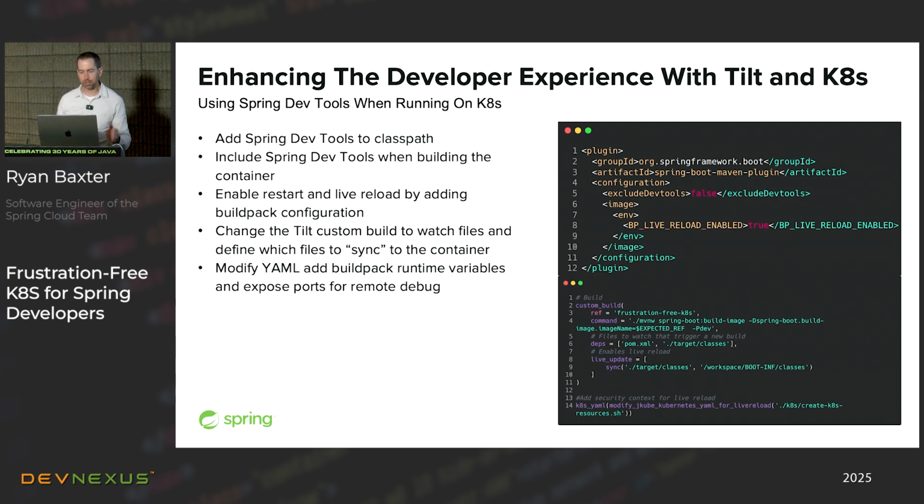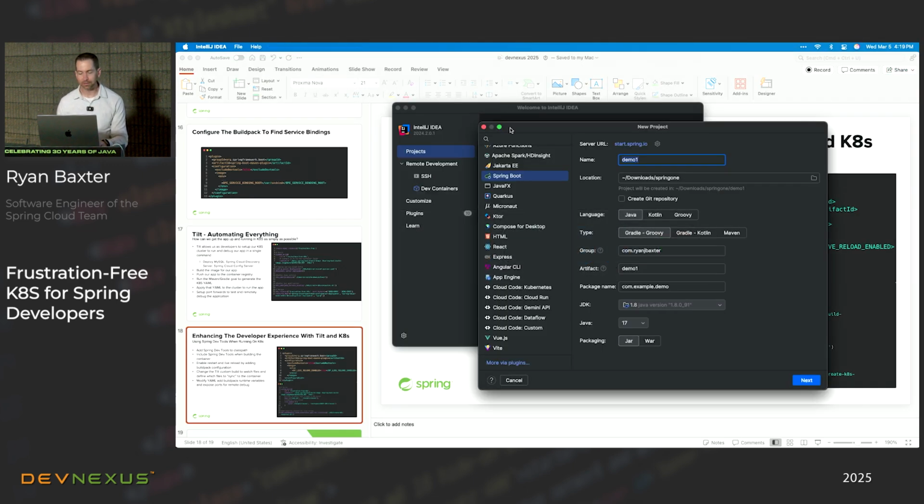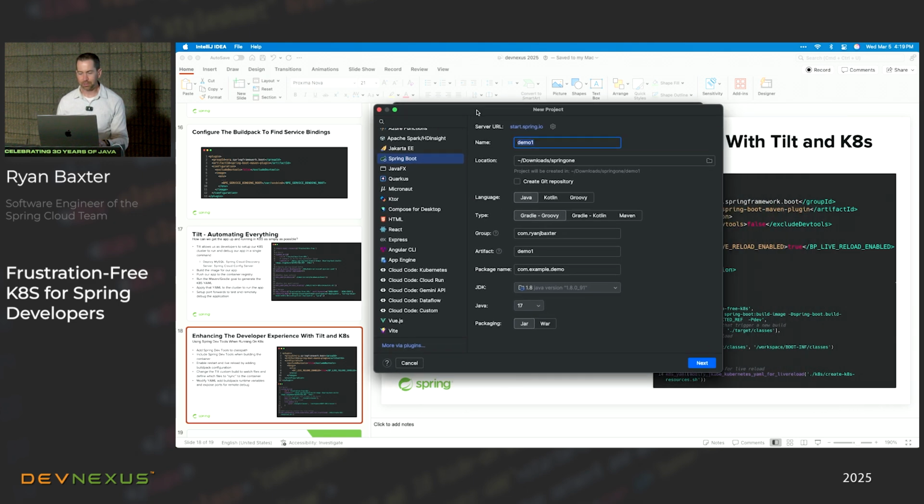Yeah, so here I am in my IDE. No, you can't see that. All right, now you can see it, okay. So here I am in my IDE. We're going to create a new Spring Boot app. Basically going to build out the app that we had here. So we're going to call it Frustration Kates.